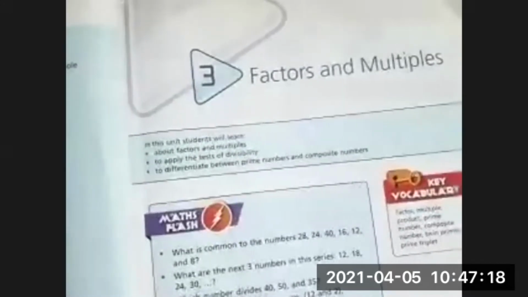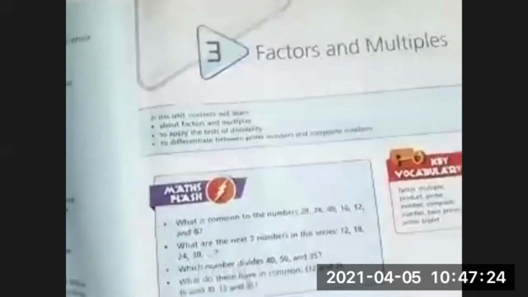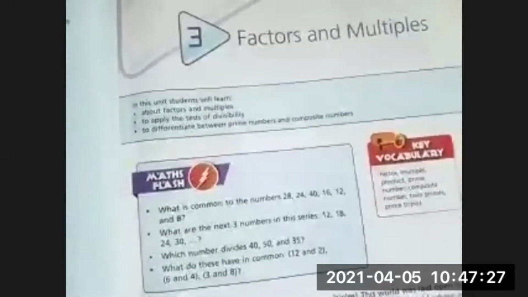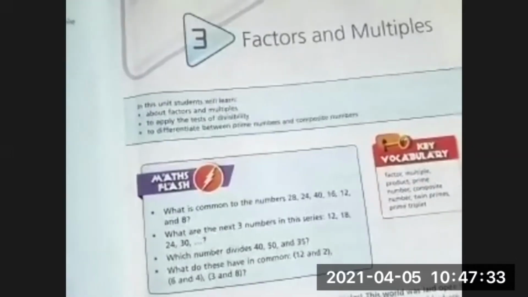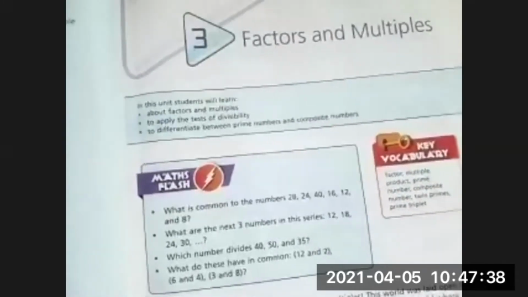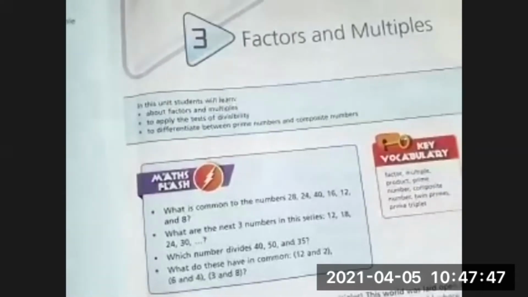So now we will do the next chapter, giving you 5 minutes: factors and multiples. In this chapter, we will study factors and multiples. What are factors? Factors are divisors. In other words, the numbers which divide the given number exactly without leaving any remainder are known as factors. And multiples are the tables. The natural numbers multiplied by any natural number give you the multiples.